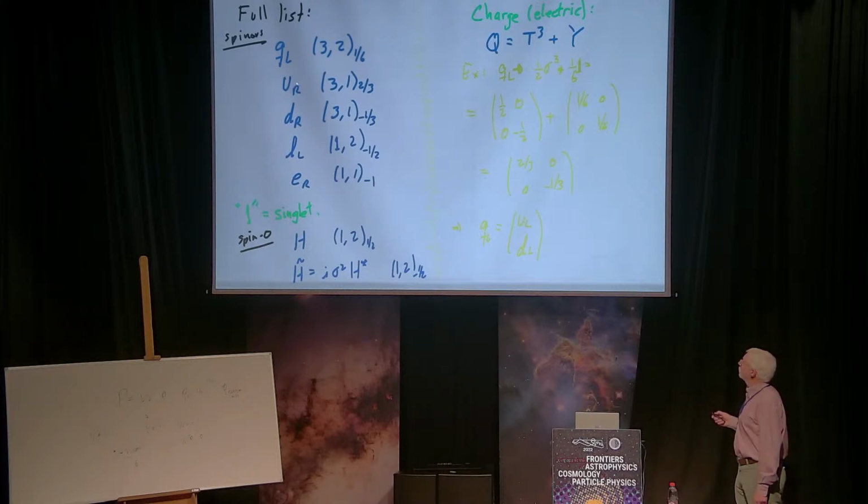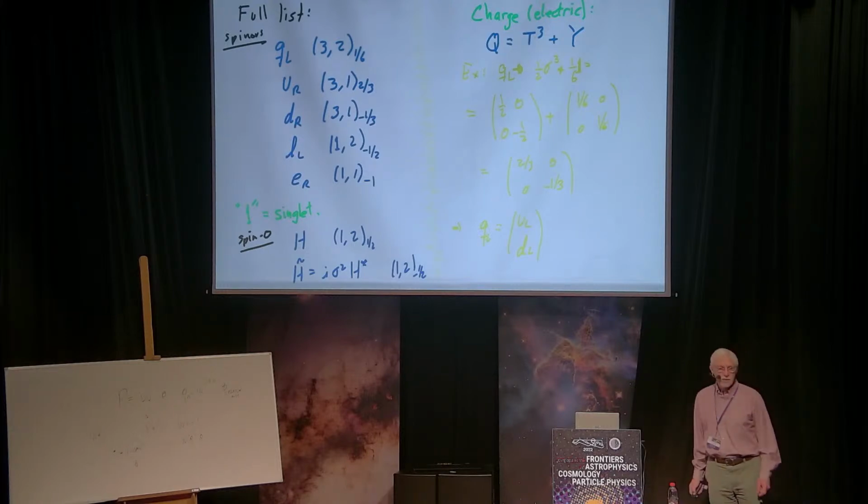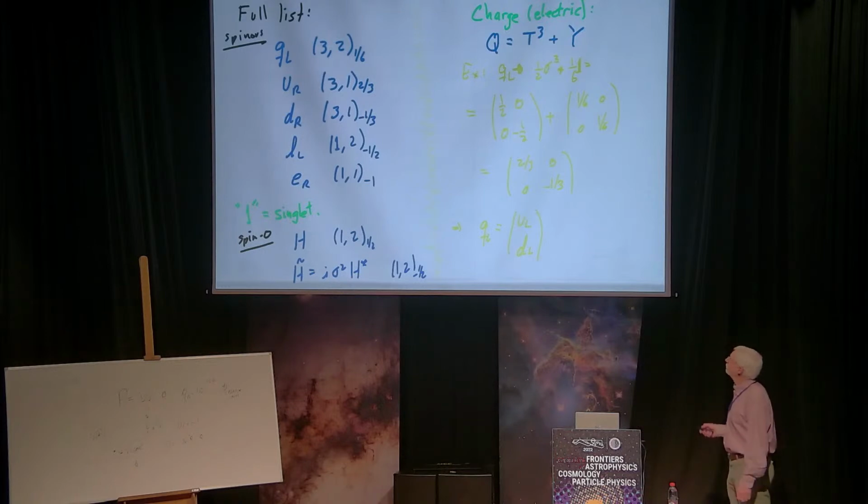And then there are right-handed fields, one associated with the up quark, one associated with the down quark. And they're both triplets under color, but they don't transform under SU2. The one here, we call it a singlet, but it just means it doesn't transform. It's just one component. And the hypercharges here are 2/3 and -1/3.